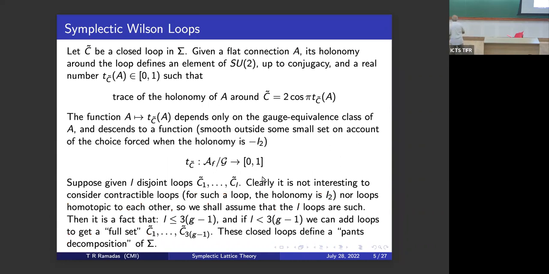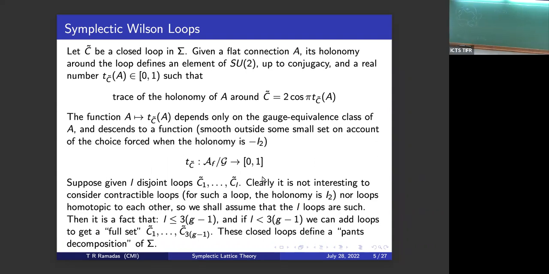So now let C tilde be a closed loop in sigma. So this is my sigma here. Let C tilde be a closed loop like this. It's not an oriented loop, it's just a closed circle.